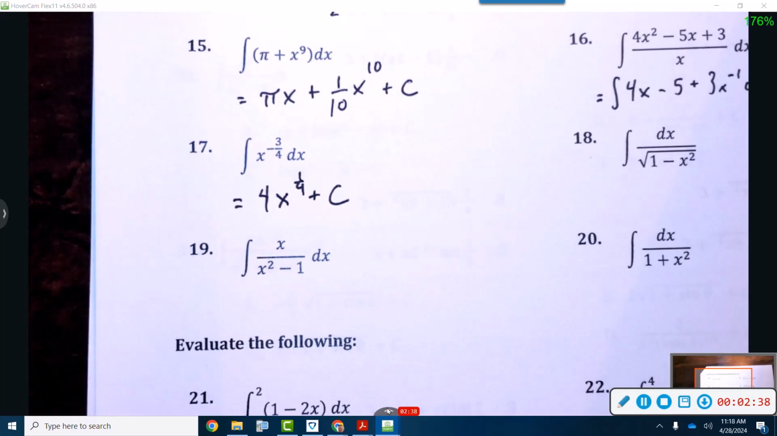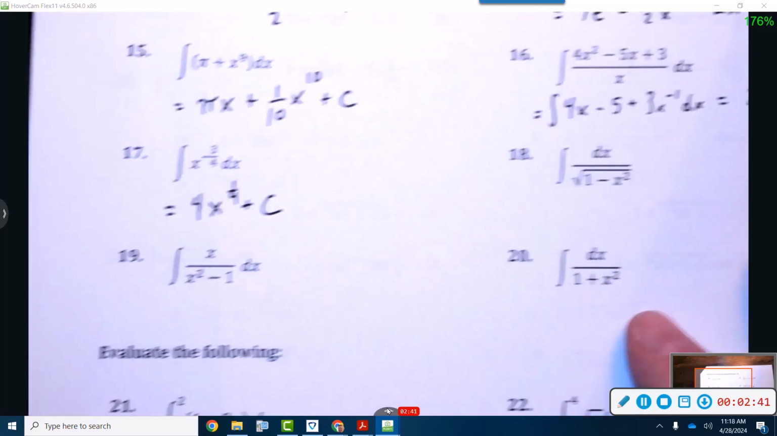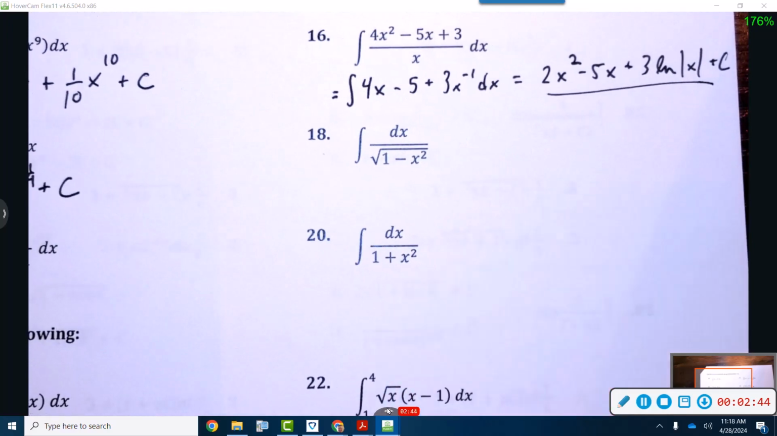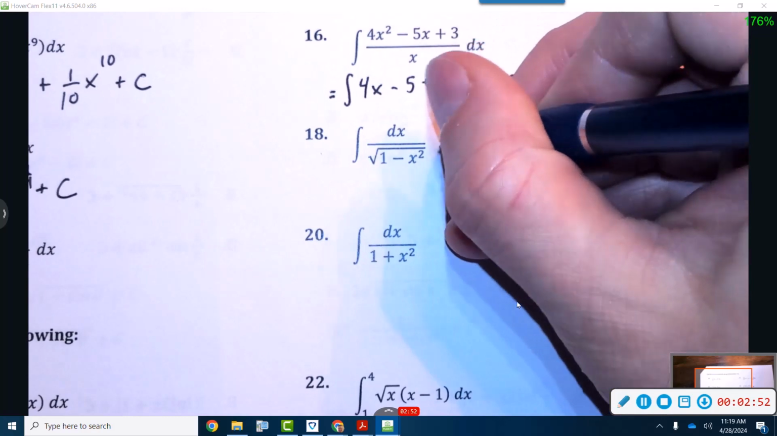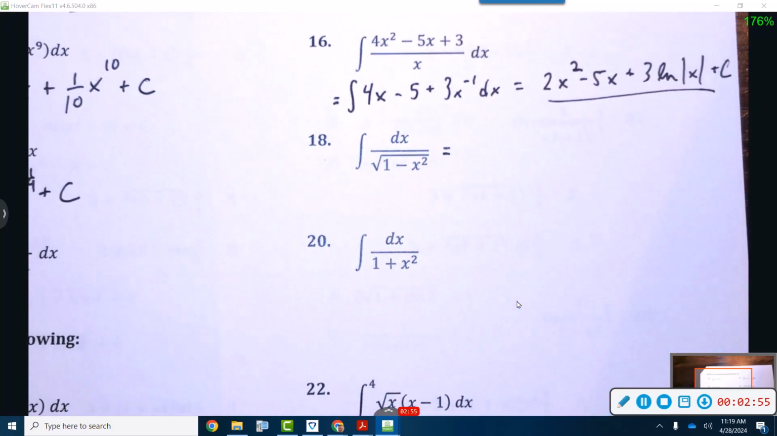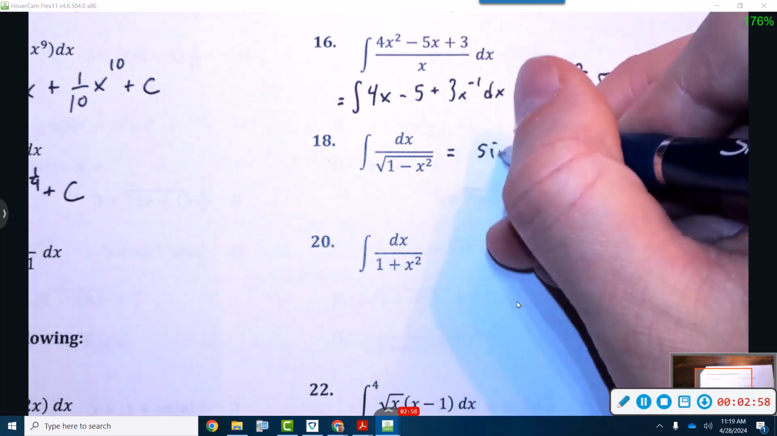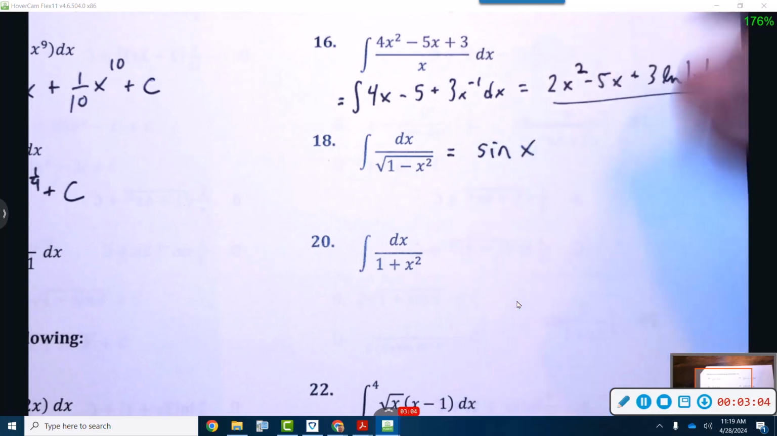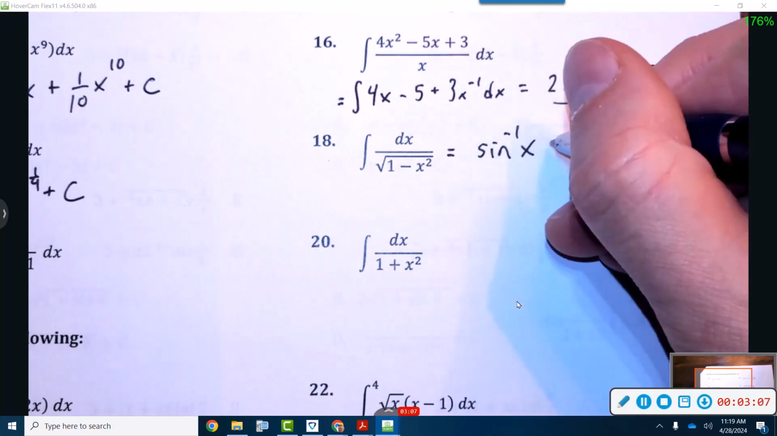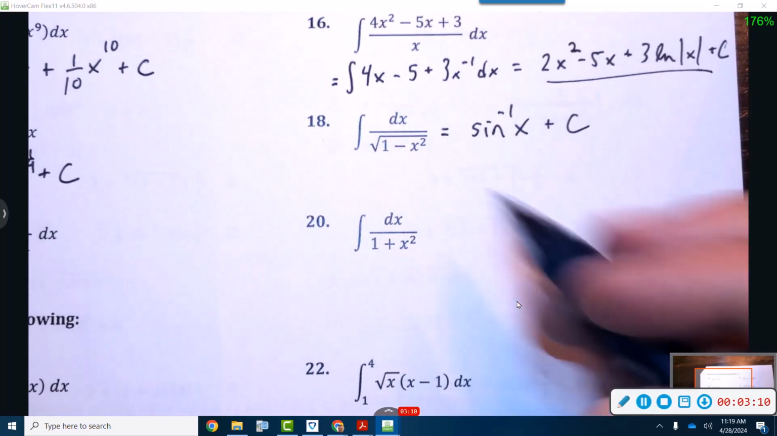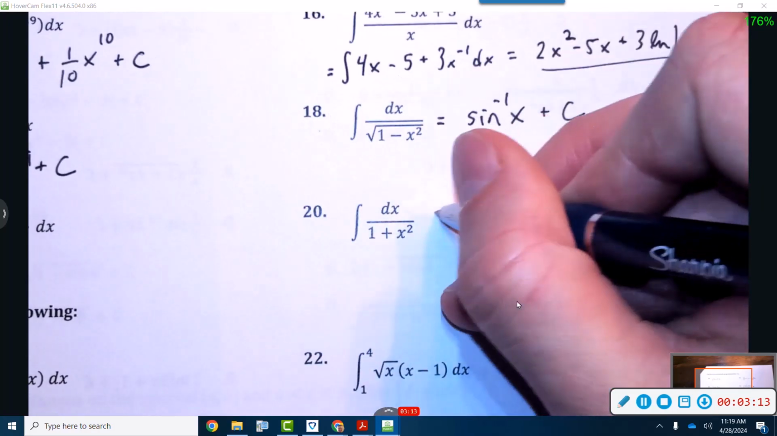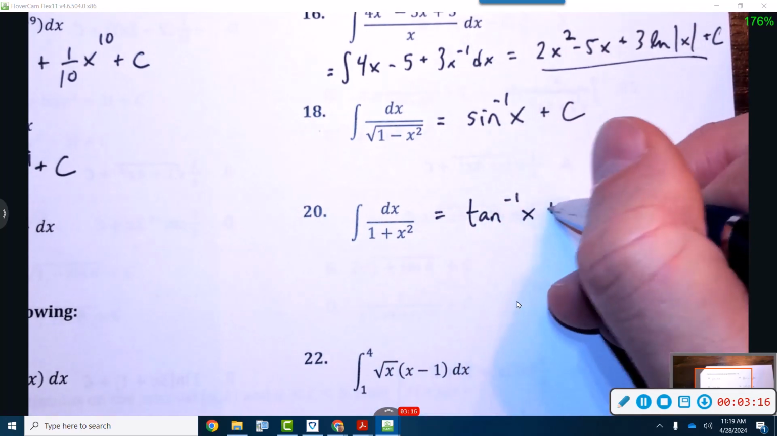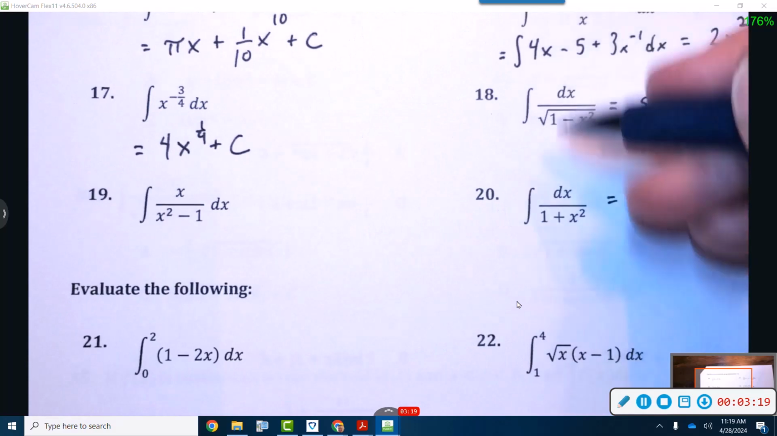All right, this one looks like, oh man, I don't have those around me. I wonder where they are. This guy right here is actually, okay, I had to go look them up. This is actually sine inverse, and we don't have our a and our u is actually just as it is. So we got the sine inverse of x plus c. It's the same for number 20. I know I'm skipping here, but that's actually the inverse tangent. Okay, so that's cool, as long as you recognize the pattern.